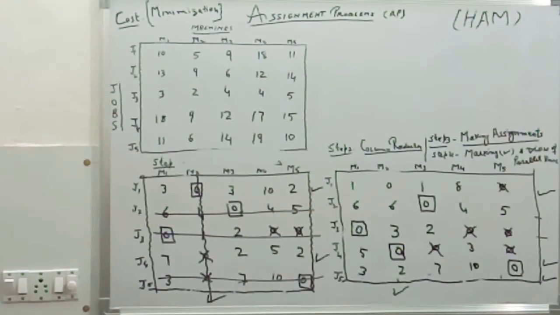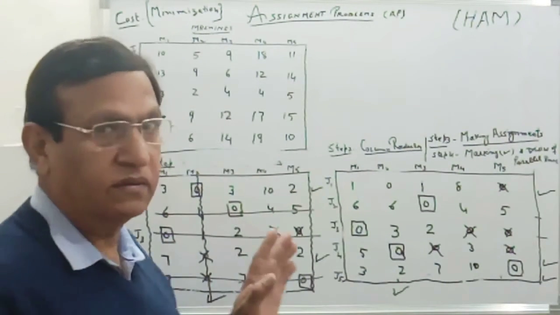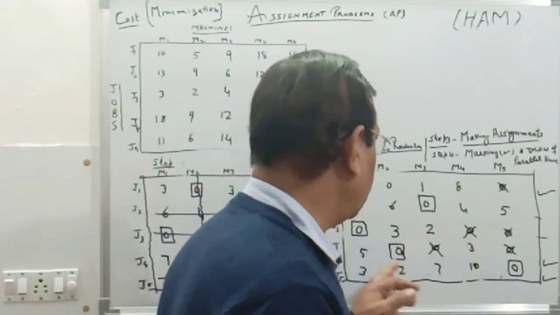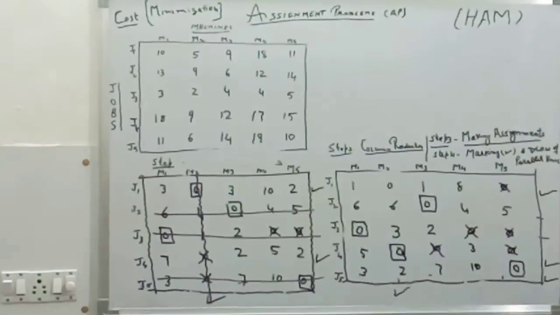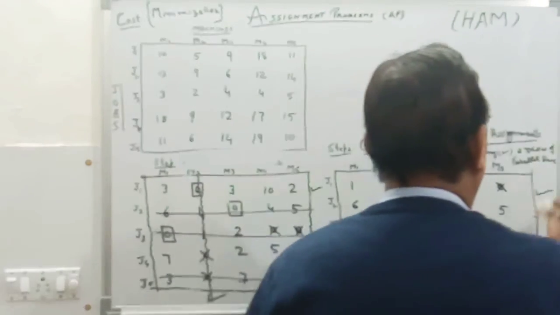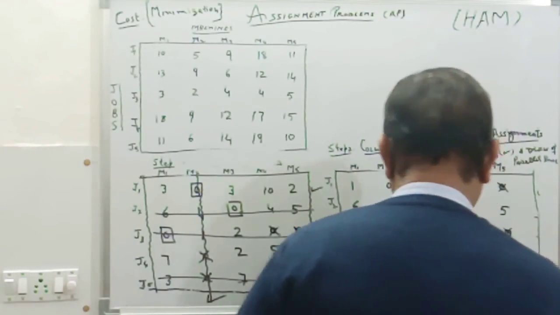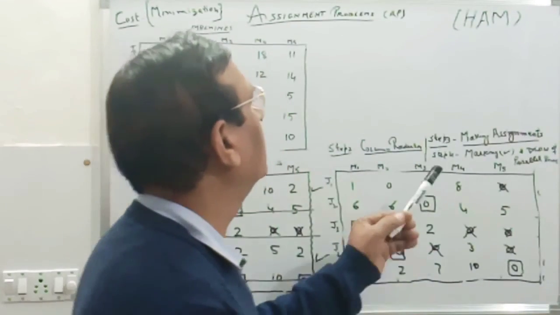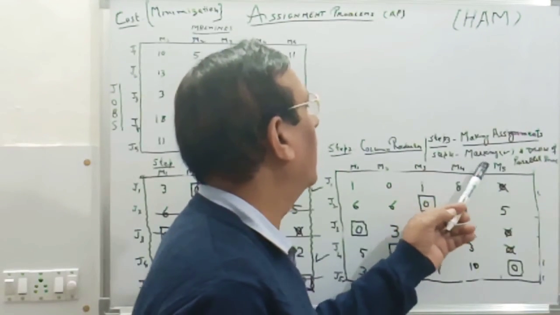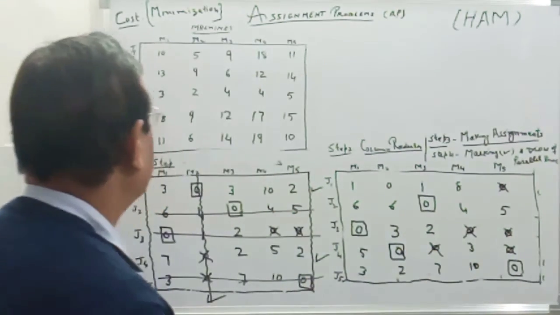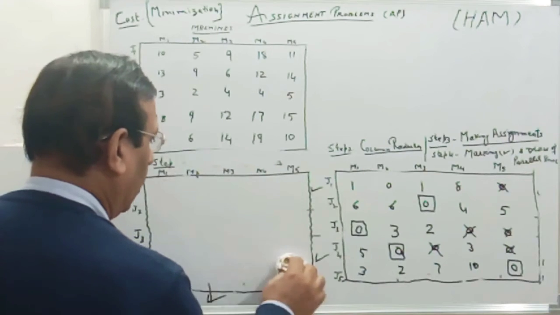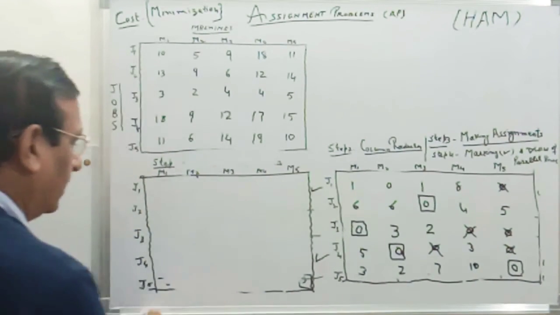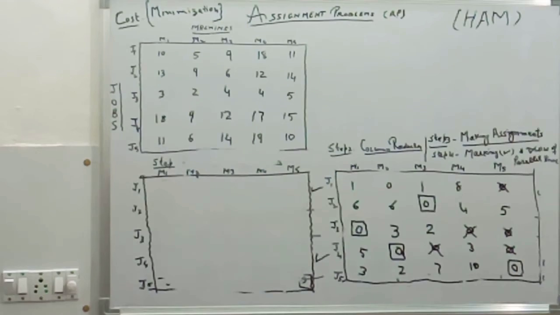Still, we are having only 4 assignments. So we want 5. Again, you have to repeat the process. Over here, you have to repeat the process of what? Process of assignments, marking and drawing of parallel lines, and you will get another table. Next table for assignment, new table for assignment.